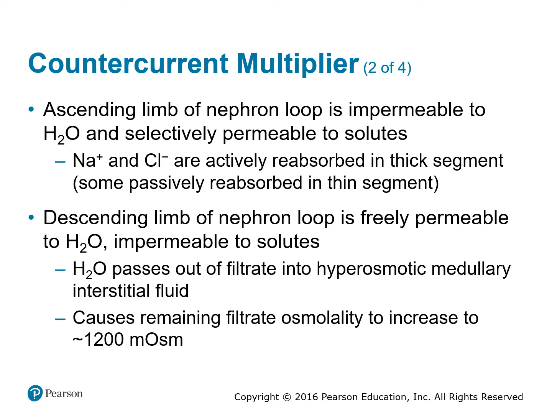The ascending limb of the nephron loop is impermeable to water and selectively permeable to solutes. Sodium and chloride are actively reabsorbed in the thick segment. Some are passively reabsorbed in the thin segment. Our descending limb of that nephron loop is freely permeable to water, but impermeable to solutes. So ascending and descending are opposites.